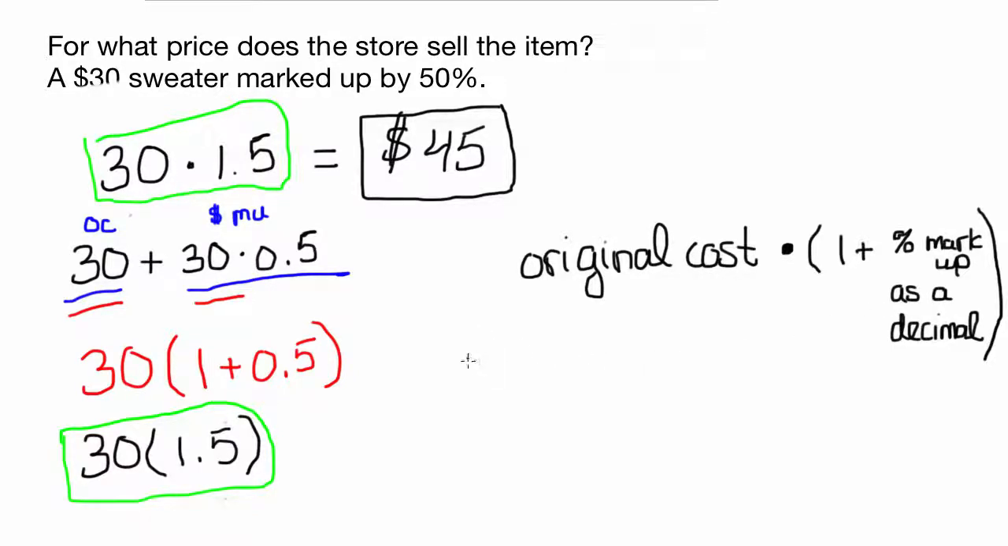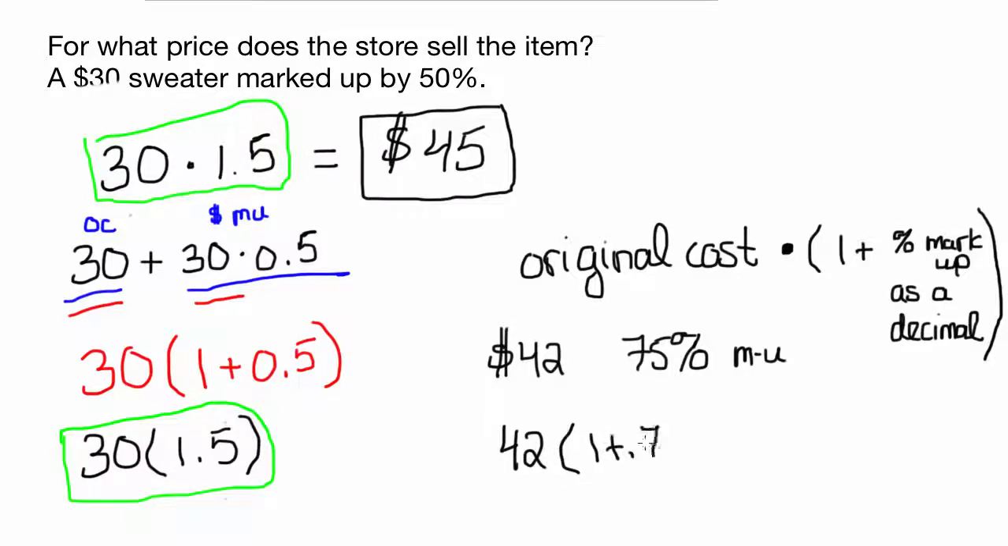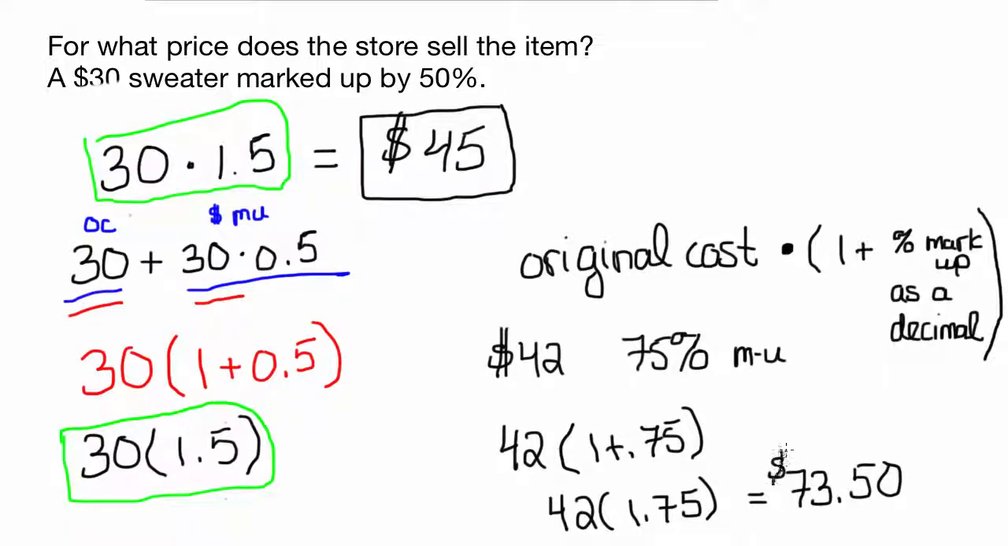So we could do something quickly. Let's just make up a problem right now. Let's say it was a $42 sweater, and it has a markup, MU, of 75%. So what would you do? You would simply do 42 times 1 plus 0.75, which is 42 times 1.75, which you can do on your calculator, and that's 73.50. So in the case of a $42 sweater being marked up by 75%, the store is going to sell that sweater for $73.50. So there you go.